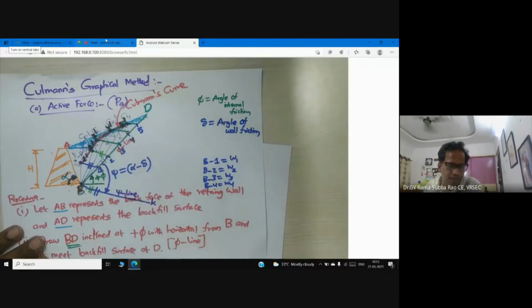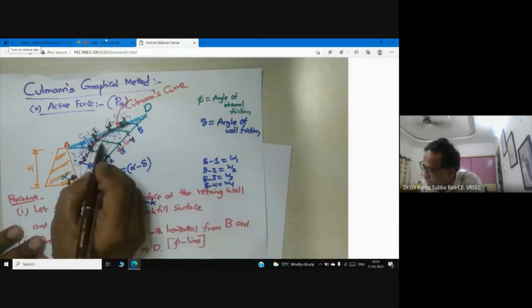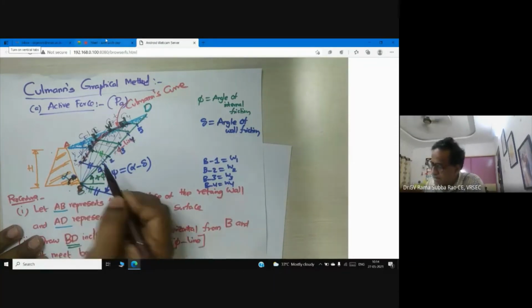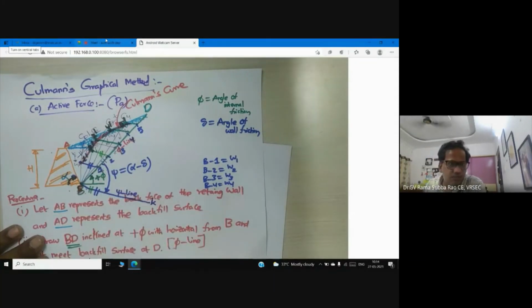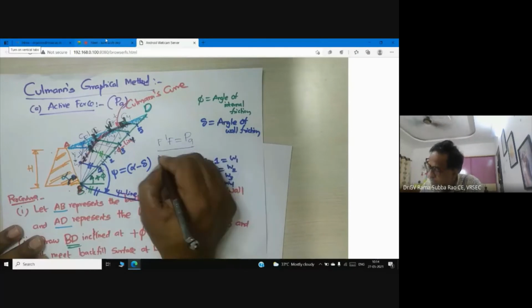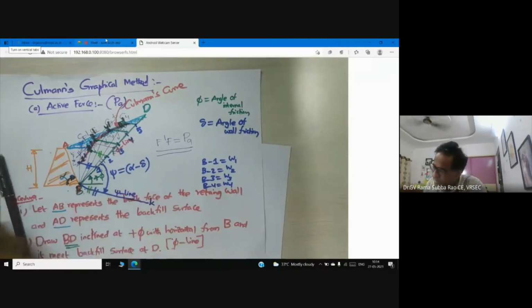This point is f dash. So now what I have to do now? Draw a line parallel to psi line, which touches the phi line at f. Now f dash f is PA. So now you can see here f dash f is PA.